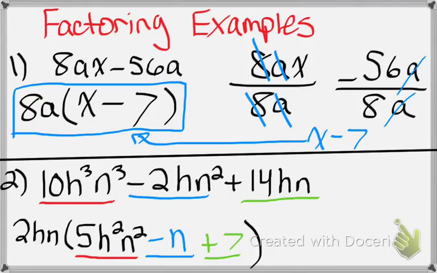You factored out, you pulled out, you divided out, whatever you want to call it. You pulled out a 2hn, and that's what you're left with. And if you're not sure, use the distributive property and multiply all these back together, and you'll notice you'll end up with this. So it does check out.